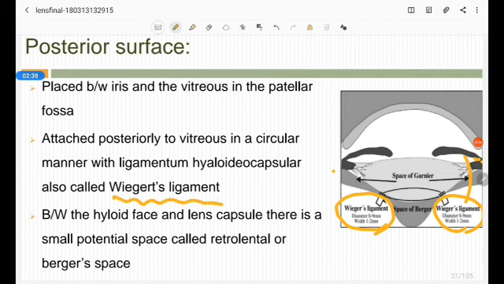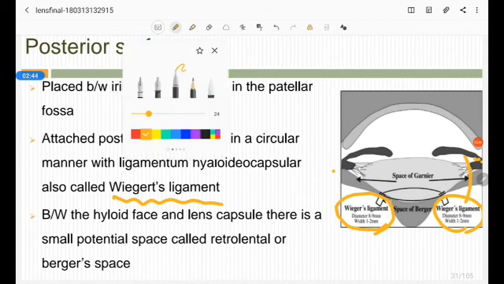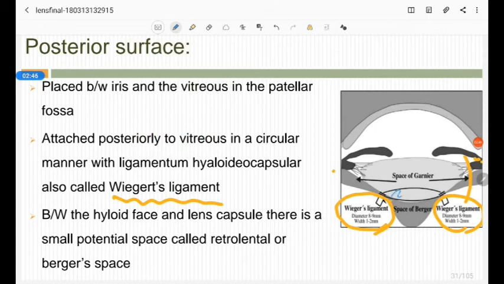Now between the hyaloid face and the lens capsule, there is a small potential space called as the retrolental or the Berger's space, which is in this area. It's a potential space. And the space that exists in the lateral ends of the lens is called as space of Garnier.